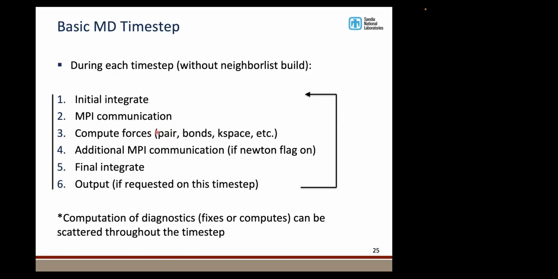That could be the pairwise, the bonded that we talked about, and then the long-range K-space. If you have Newton flag on, then you have to do another communication to take the forces on the ghost atoms and sum them back onto the owned atoms on the other processor. And then this is like a leapfrog velocity Verlet. So you do the final integrate, and then you can do output if you want to get some thermodynamic output, say the pressure or the temperature or the energies. LAMMPS is very modular, very flexible. It has a lot of diagnostics. So those could be scattered throughout the time step as well.